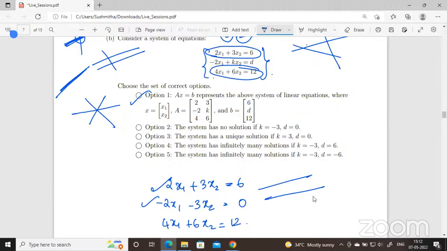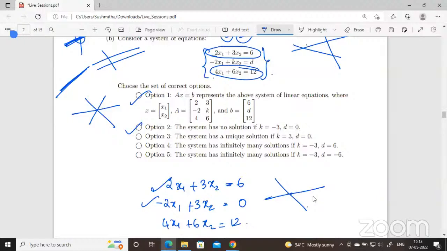So 2x1 plus 3x2 is equal to 6 means minus 2x1 minus 3x2 should be equal to minus 6. Only then there is a solution, right? Yes, ma'am. So they become parallel lines, so there will be no solution. There will be a unique solution if k is equal to 3 and d is equal to 0. Yes, ma'am. So in this case, they'll intersect.